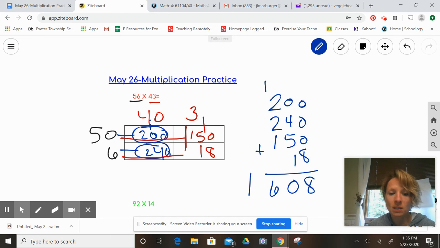The next one is 92 times 14. It is another 2-digit times 2-digit. And then the third one is a 2-digit times a 1-digit. So that's going to be a little bit different. But the same idea, same concept.